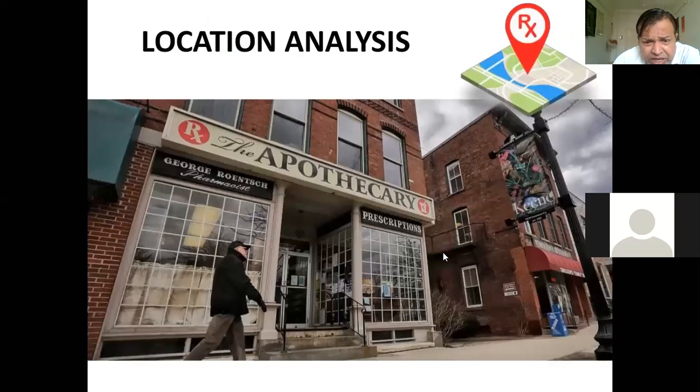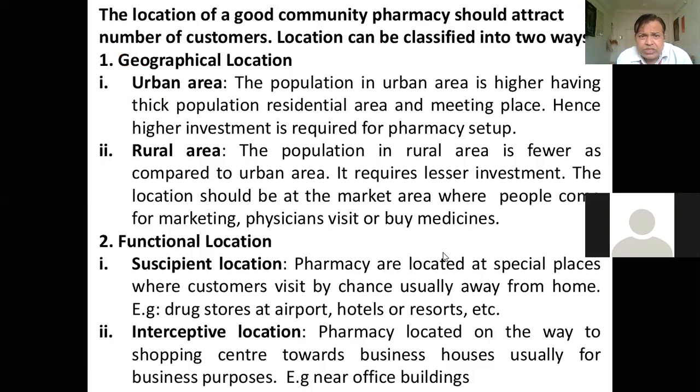Now, here is some location analysis, also with a picture. Some footfall area must be there. A person can come, park their vehicle, and come to the pharmacy shop. The location of a good community pharmacy should attract a number of customers, and location can be classified in two ways. Number one, geographical location, and second, functional location. These two points we have to see.